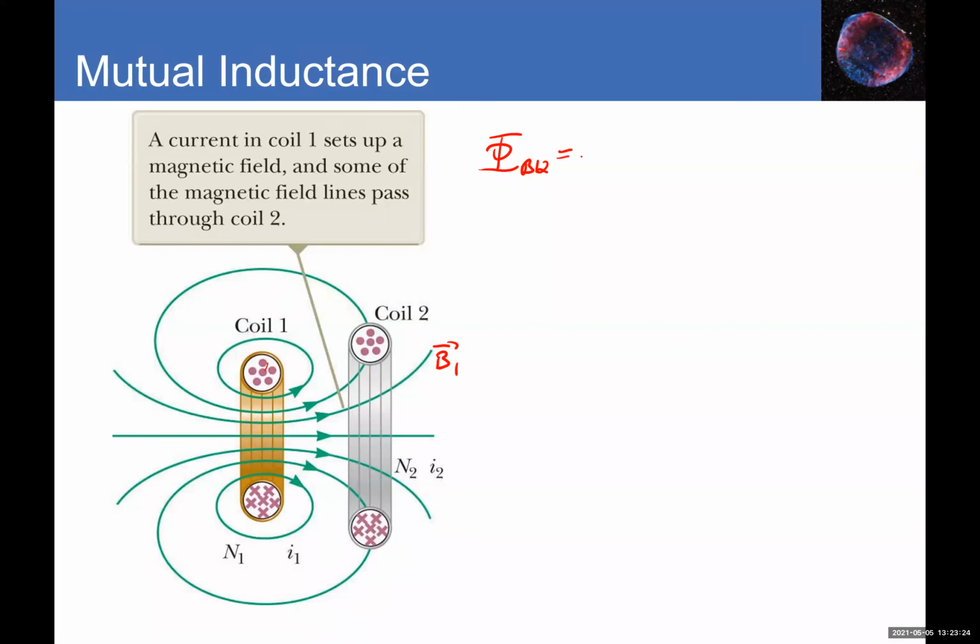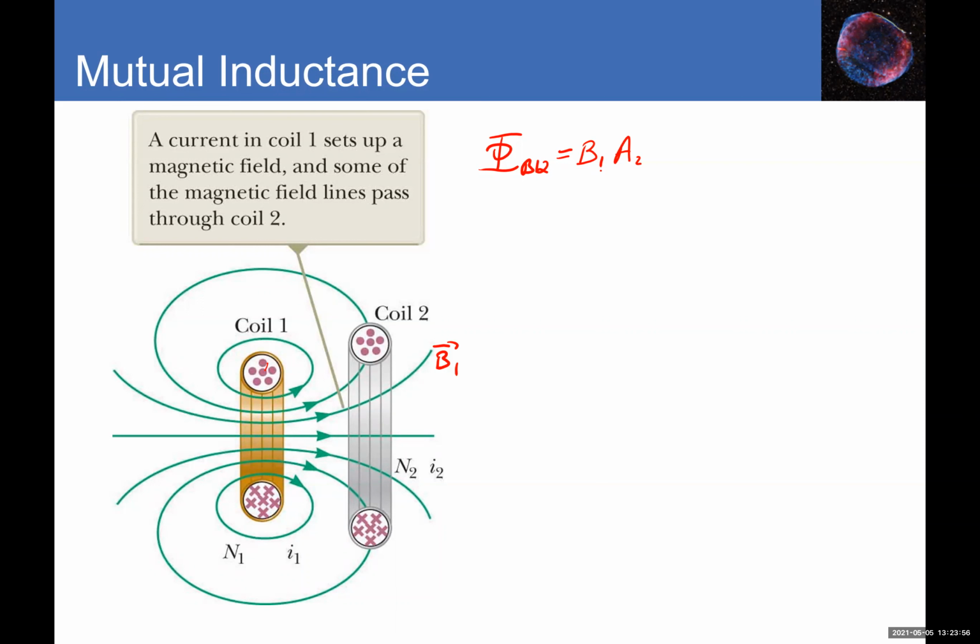Why? Because there's a magnetic field B1 through the area of coil two, so there's a magnetic flux. But the magnetic flux alone will not induce current. Remember, you can have a magnetic flux, but if the current or the magnetic field is constant, nothing happens. There is no induced EMF or current.